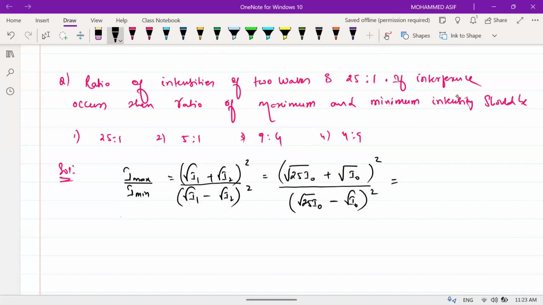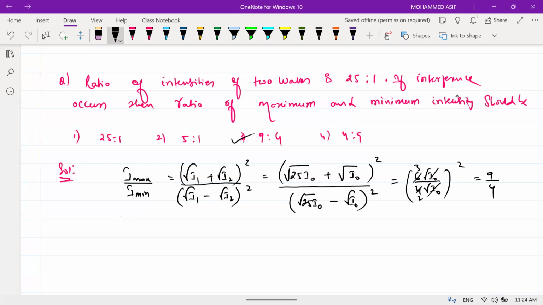Root 25 is nothing but 5. So it is 5 root I naught plus root I naught. That means the total will become 6 times root of I naught, divided by 4 times root of I naught, whole square. Root I naught will get cancelled. 2 2s are 4, 3 2s are 6. 3 square is 9, 2 square is 4. So it will be 9 is to 4.